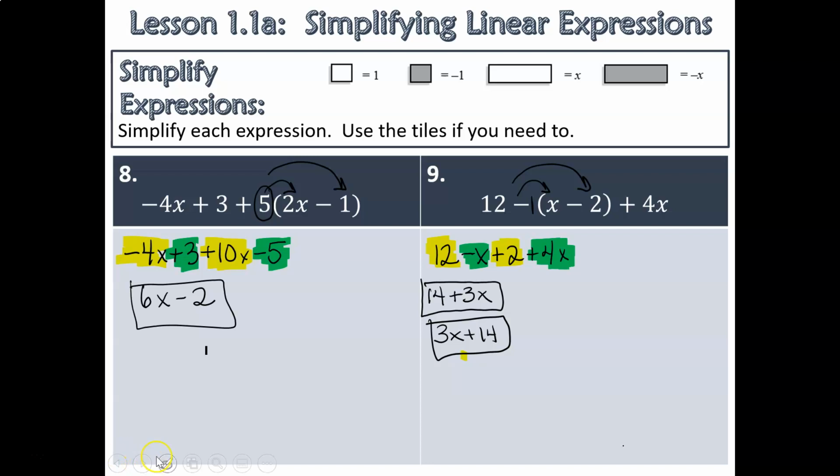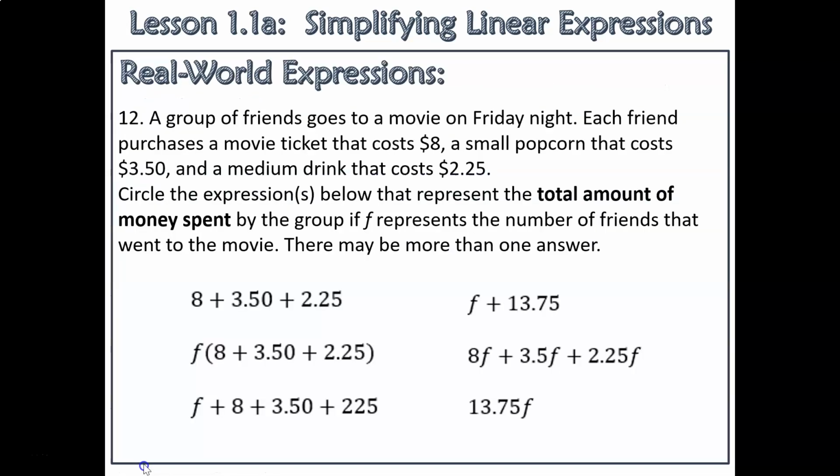All right. So let's skip down to number 12. A group of friends goes to a movie on Friday night. Each friend purchases a movie ticket that costs $8, a small popcorn that costs $3.50, and a medium drink that costs $2.25. What we need to do is put a circle around the expressions that represent the total amount of money spent by a group if F is the number of friends that went to the movie. Okay, there are multiple answers here, just like at the beginning when we were talking about the video game. Multiple answers work.